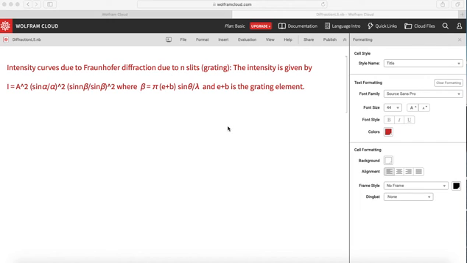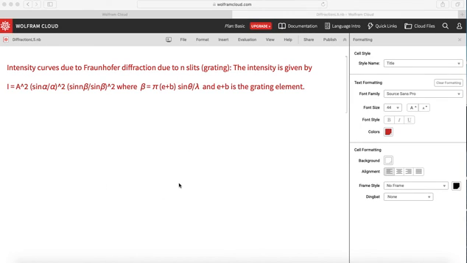Okay, after discussing Fraunhofer diffraction due to single slit and double slit, now let us move forward to study the intensity curves due to Fraunhofer diffraction due to N slits, which we also call a grating.